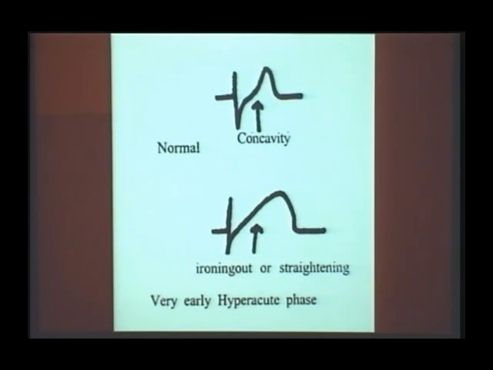Many times this is missed. The patient comes to you with half an hour of chest pain, you take an ECG, and apparently the ECG will look normal because there is no significant elevation and no significant depression. It is only the subtle sign of the ironing out of this concavity, which is called slope elevation of ST segment. It's a very early hyperacute phase. As I told you, within a few minutes of the total coronary occlusion, you are going to have this change.